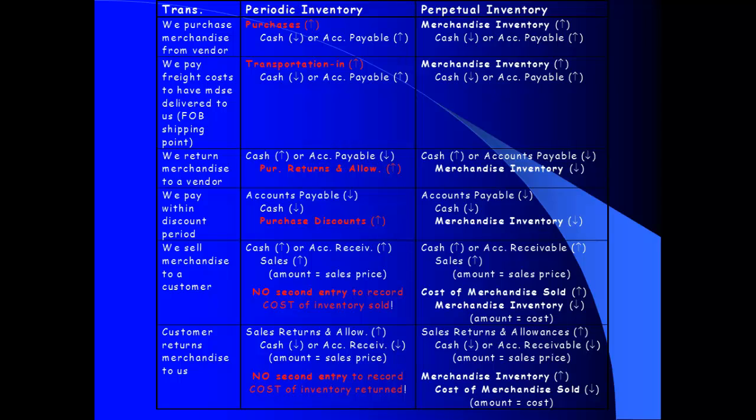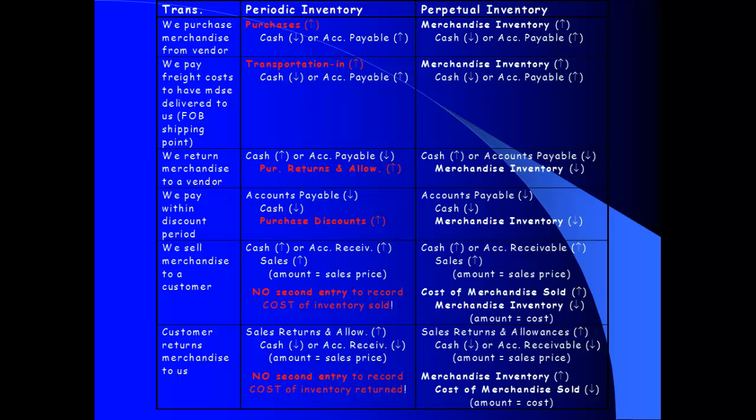The key differences: we don't touch merchandise inventory at all. Buy something, it goes into purchases. Send it back, it goes into purchase returns and allowances. Pay the freight cost, it goes into transportation in. Take the discount, it goes to purchase discounts. So any transaction that used to affect merchandise inventory has got to go to a new account now. We've got to have a new place for it. The easy part is when we make a sale, we record the revenue only. We don't make that second entry to update inventory.